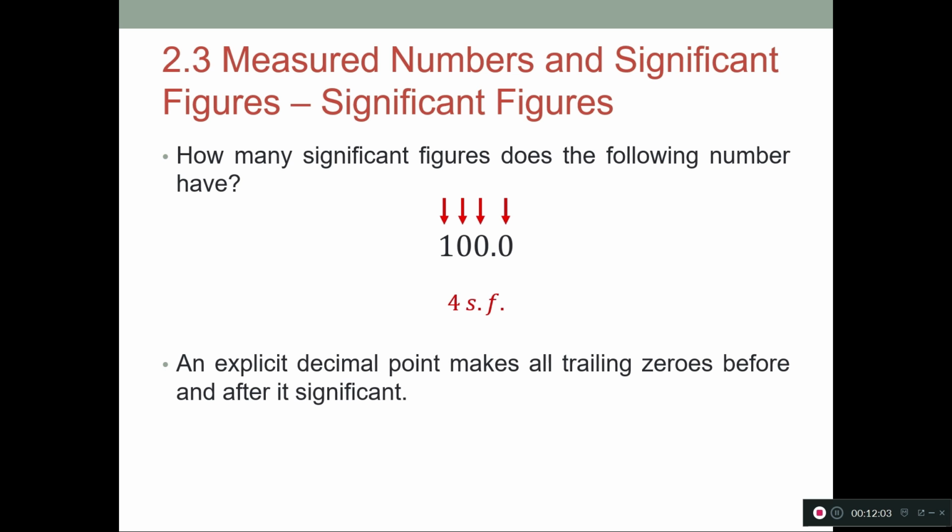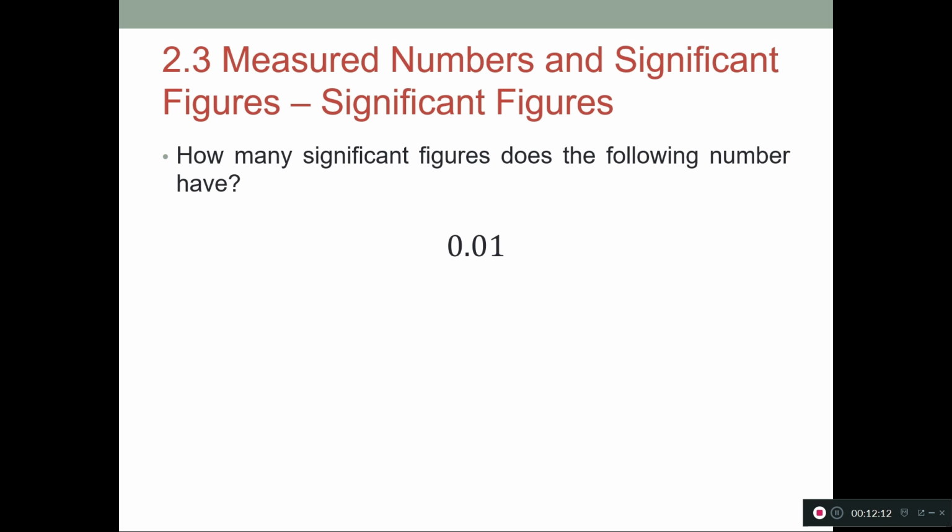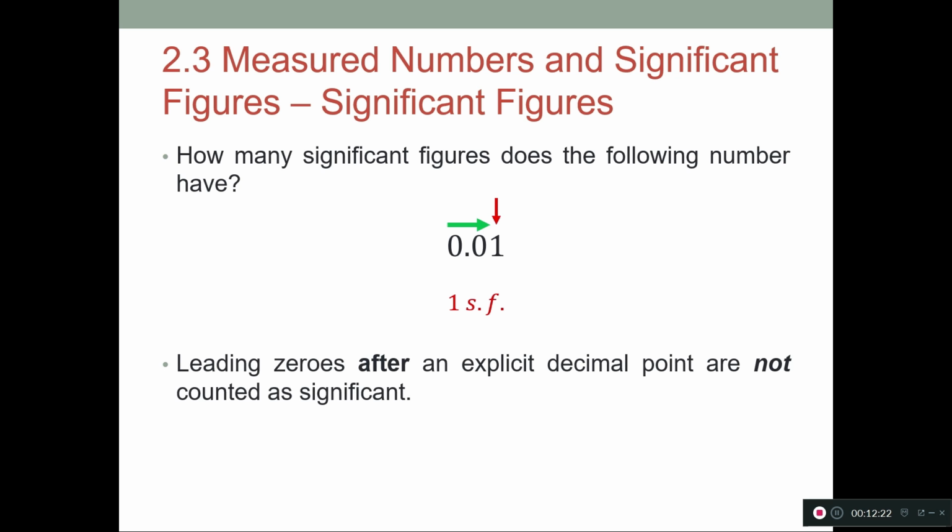So that means it has 4 significant figures, and that's because an explicit decimal point makes all trailing zeros before and after it significant. Now, if we have these leading zeros with an explicit decimal point, then those are not counted as significant. So this one has just one significant figure. So leading zeros after an explicit decimal point are not considered significant.